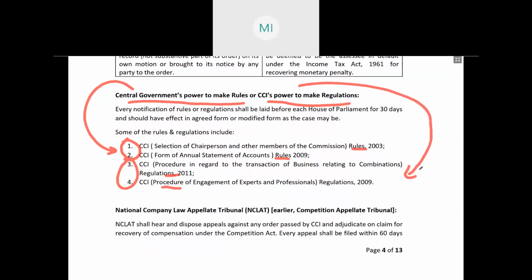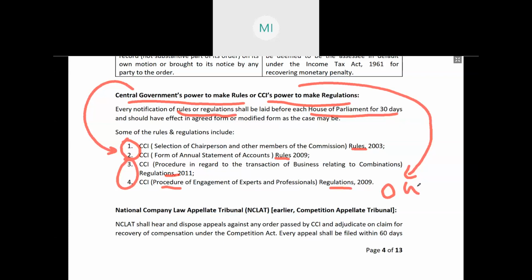You're able to understand the difference? The central government issues rules under the Competition Act, whereas the Competition Commission, being a regulator, issues regulations. Try to understand the difference. Whenever they make a rule or regulation, it has to be laid before each house of Parliament, that is Lok Sabha and Rajya Sabha, for 30 days. If there are any comments, it will be modified accordingly, and then it will take effect once it is published in the official gazette.